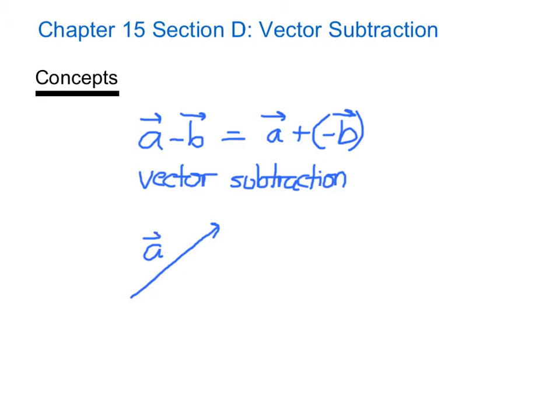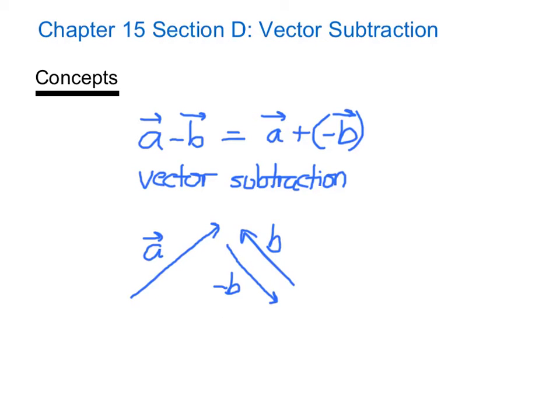If I have vector A and I have vector B, well, I know how to add vector A and vector B. I take B and I place it at the tip of vector A. But remember, I'm adding the negative of vector B, and we learned in a previous video what that is. It's a vector of the same magnitude, but exactly opposite direction. So instead of placing vector B at the tip of vector A, I'm going to place its negative.